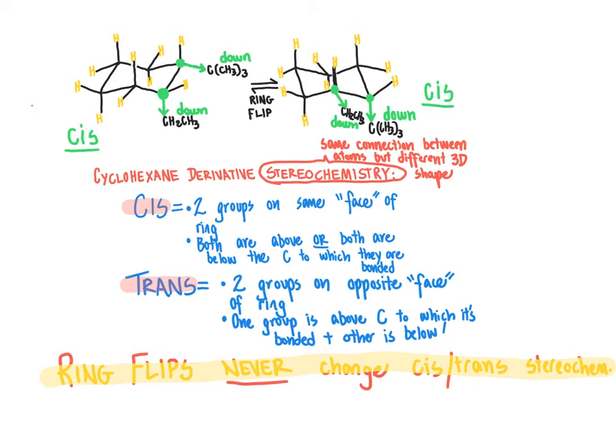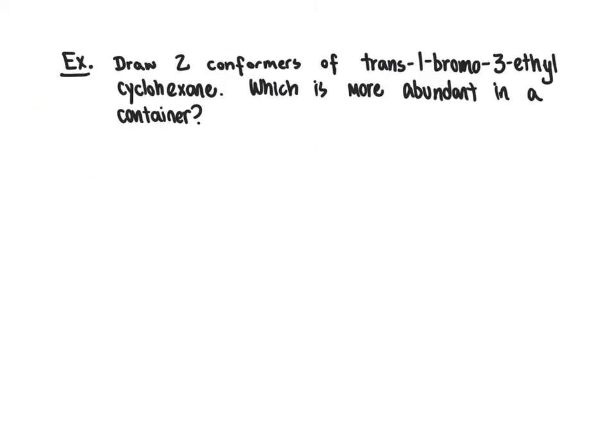So next up, let's take a look at a couple of example problems of how we can apply this information of cis-trans and relate it to the energies of the different conformations of cyclohexane derivatives. We'll tackle this example problem where we're going to draw two conformers, meaning chair conformations, of trans 1-bromo-3-ethyl cyclohexane. And we're going to ask which of those conformers would be more abundant if we had a container of trans 1-bromo-3-ethyl cyclohexane. So I would encourage you here to hit the pause button. Try to draw out yourself those two different conformers of trans 1-bromo-3-ethyl cyclohexane, and then we'll go from there to see whether you got that right or not.